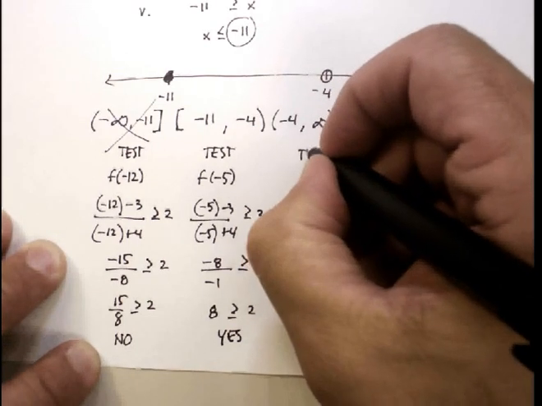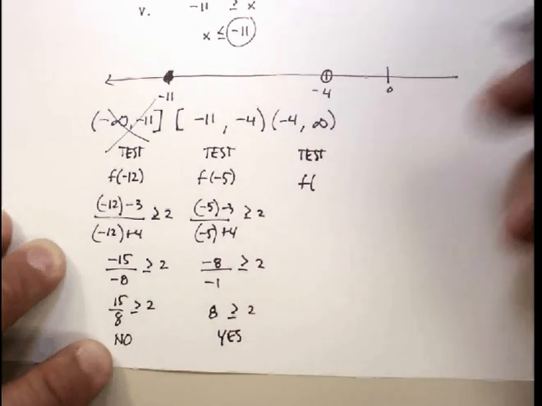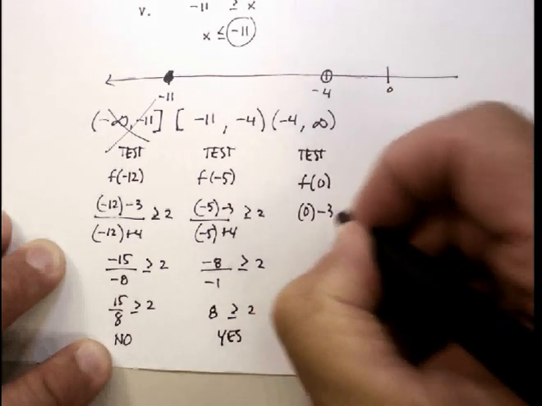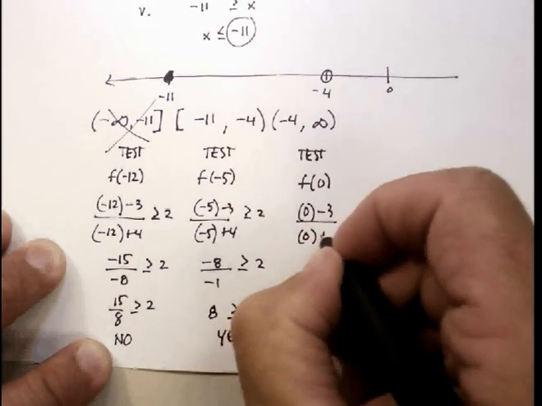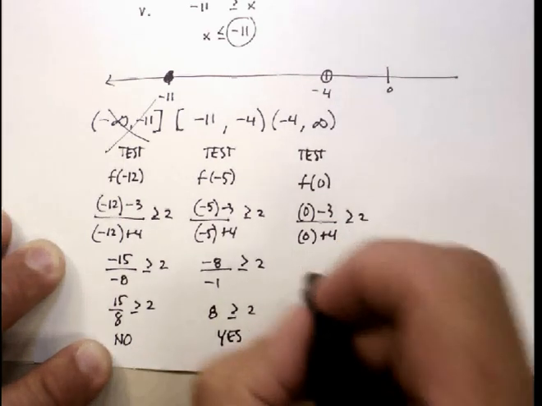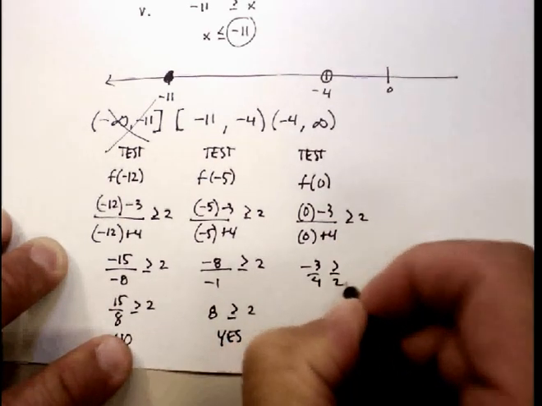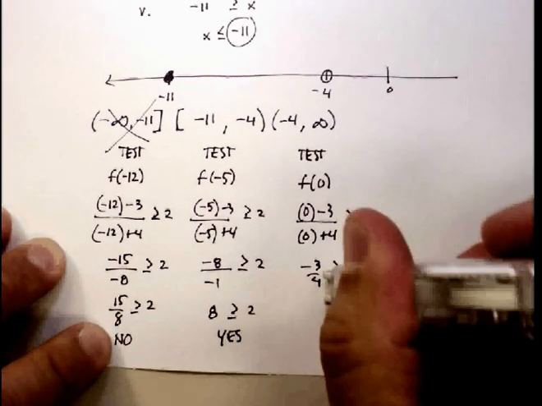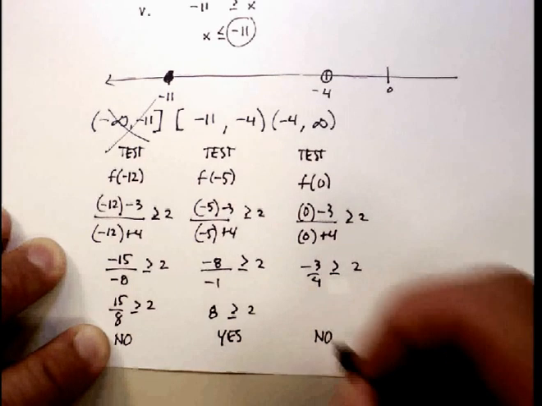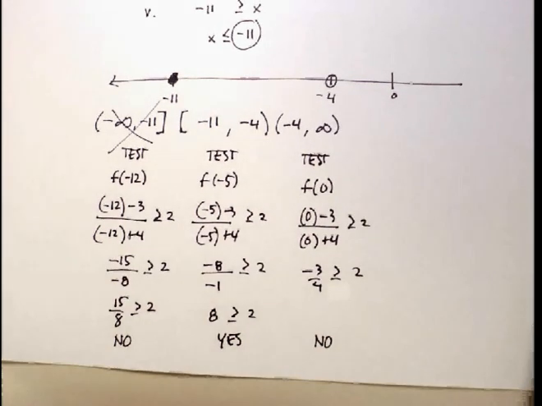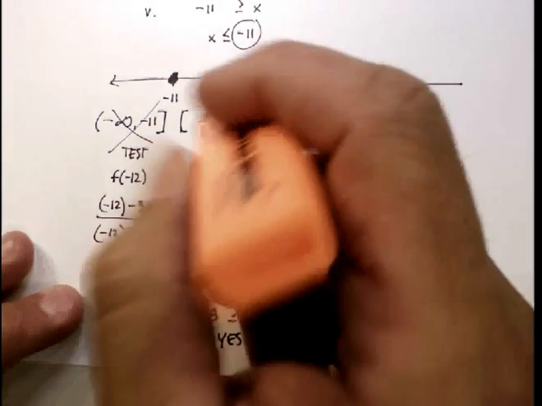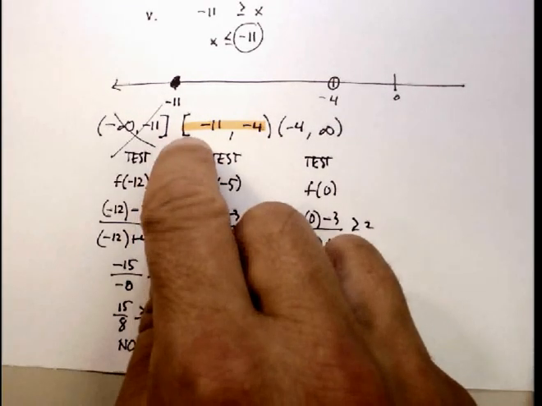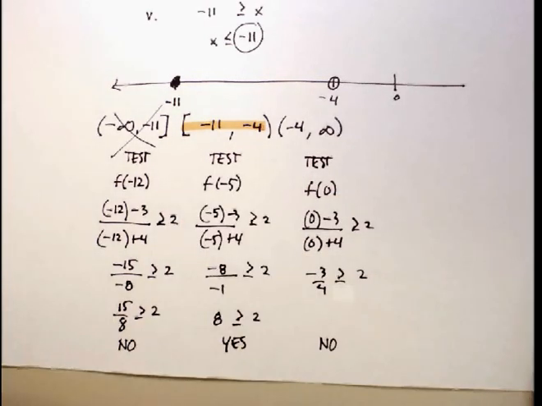Now let's try this last region. And let's test any number in here. Let's try 0. 0 is always an easy one to use. So 0 minus 3 over 0 plus 4 greater than or equal to 2. You're going to get negative 3/4 greater than or equal to 2. And we can see that that's a false statement, isn't it? So the answer is no. The answer, therefore, is every number between negative 11 and negative 4 will work, and I include negative 11, but I don't include negative 4. I hope that was helpful.